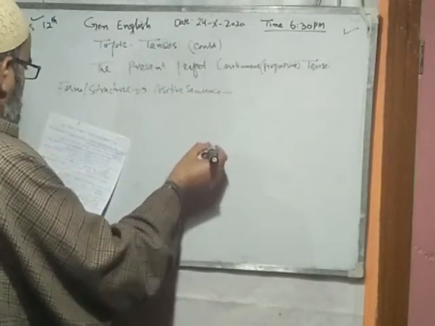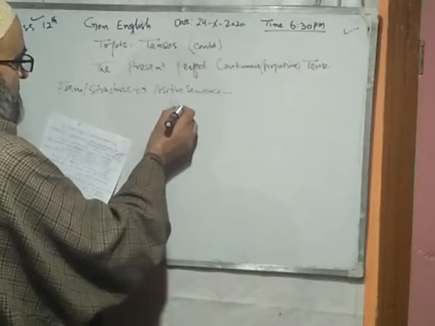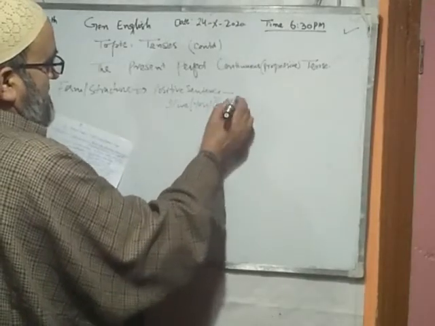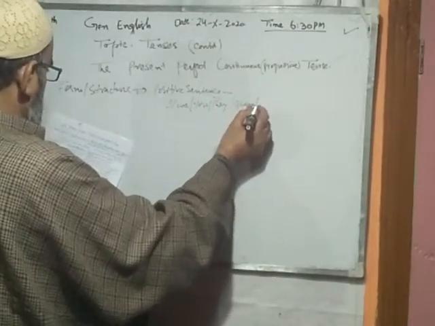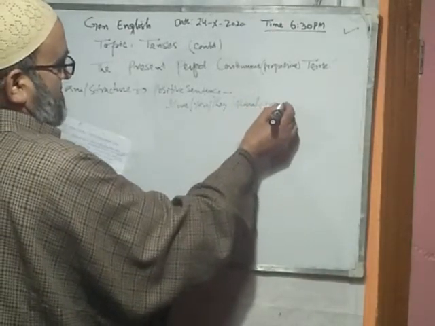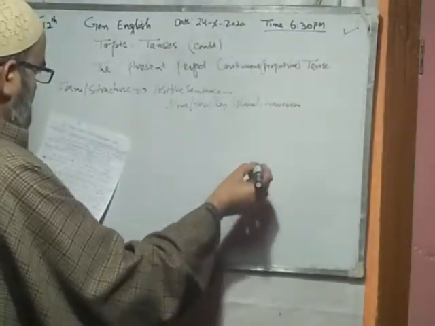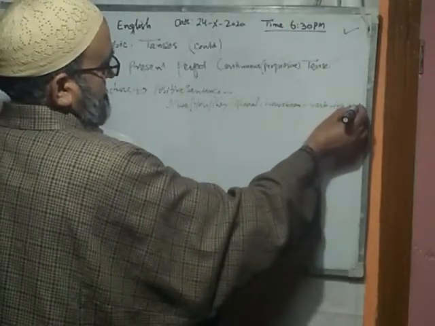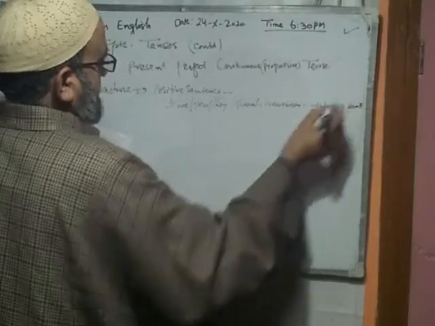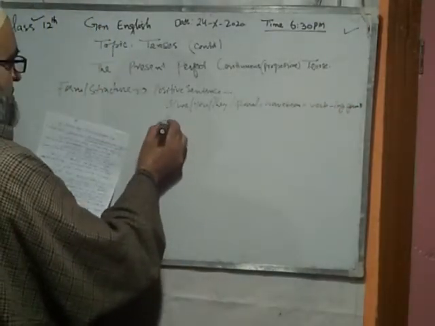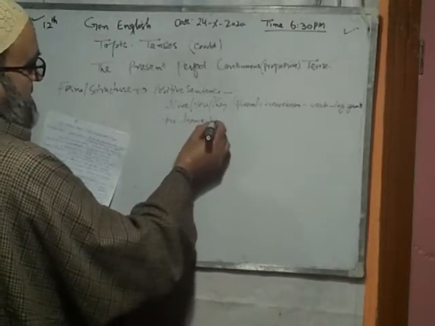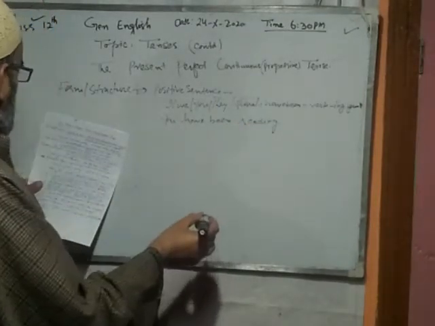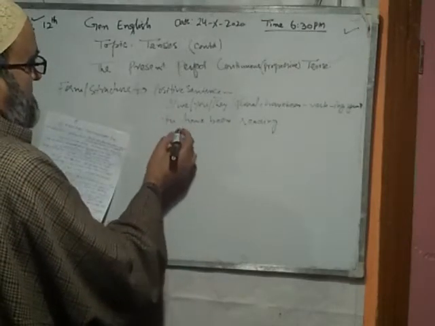For positive sentences, the form is: I, we, you, or they, or plural, plus have been, plus verb in the ing form, or verb fourth form. Dear students, for example, you have been reading.